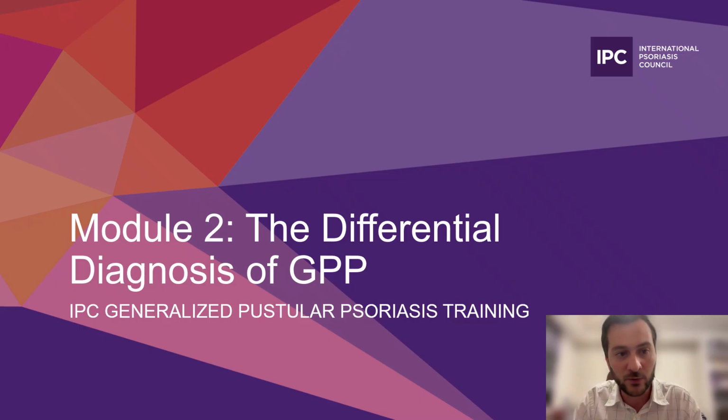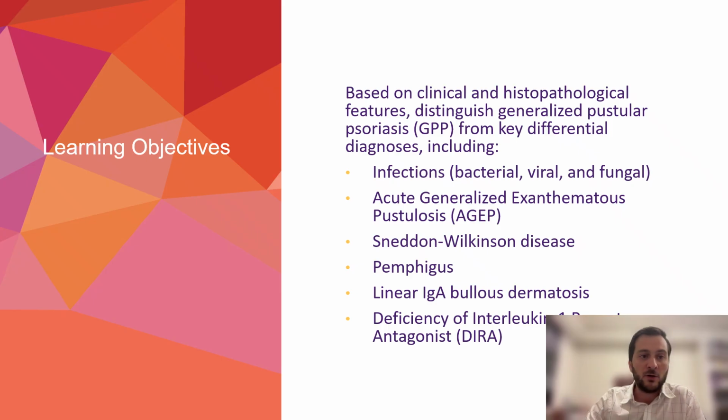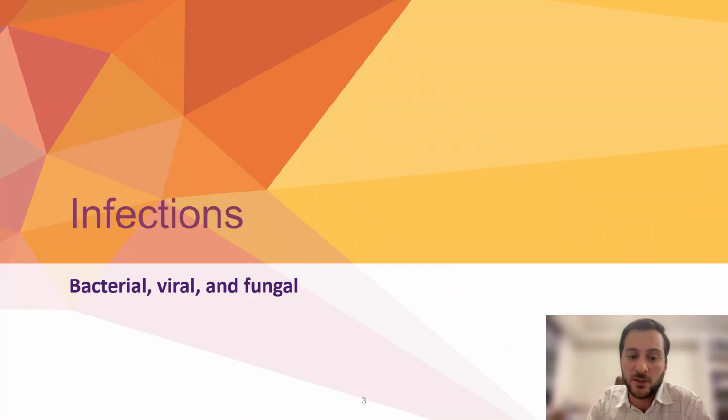I'm a dermatologist from Brazil, and today we will present a module on differential diagnosis of generalized pustular psoriasis, GPP. Our learning objectives will be that based on clinical and histopathological features, we can distinguish generalized pustular psoriasis from key differential diagnoses, including infections, AGEP, Sneddon-Wilkinson disease, pemphigus, linear IgA bullous dermatosis, and DIRA, the deficiency of interleukin-1 receptor antagonist.